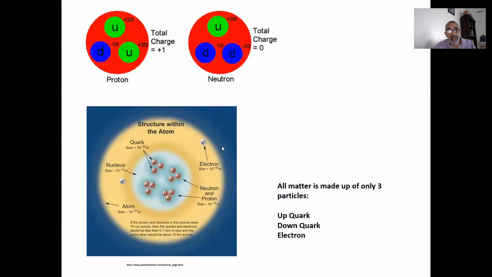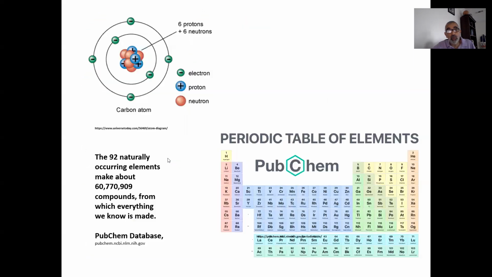So if we go back here, the strong nuclear force is holding these up quarks and down quark together to make a proton, and holding the protons and neutrons together that make a nucleus, because, as you remember, positive charges repel. So a bunch of protons stuck together in a nucleus would want to fly apart because their positive charges repel. Why doesn't the nucleus fly apart?